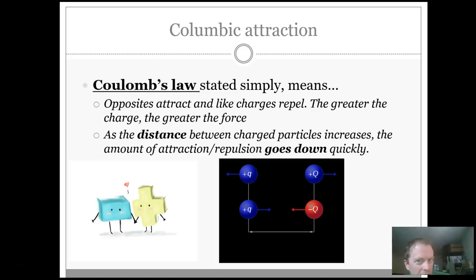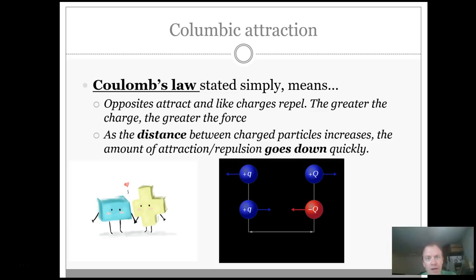Coulomb's law, Coulombic, I think that's how you say that. Coulomb's law is the main thing we're going to be talking about that has to do with these periodic trends. We don't need to know a ton about it, but basically it says some common sense things we know from other science classes. It says opposites attract and like charges repel, and the more charge, the more repulsion or the more attraction.